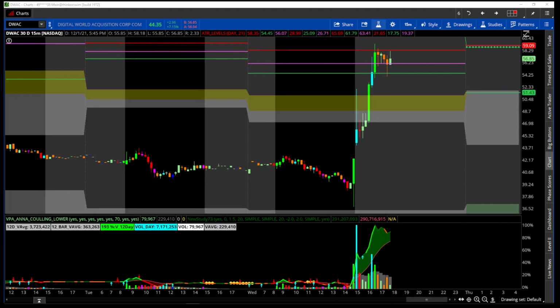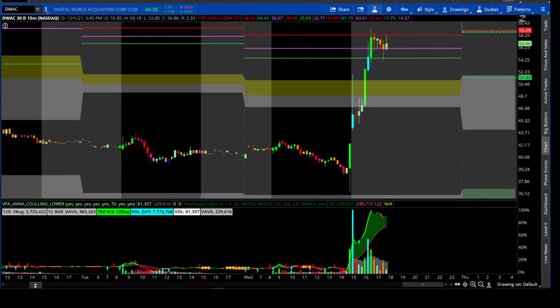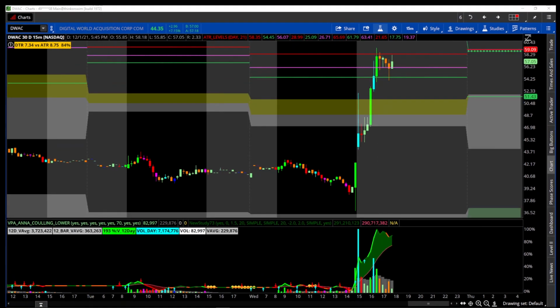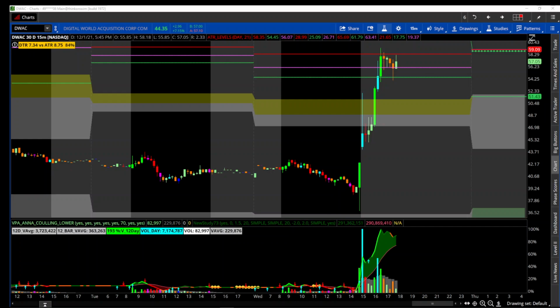And let me see if I can cut the labels on it. Kind of took longer than I wanted to, but I saw the one that Ripster had, and I just made a couple of modifications to it. And this is over the 21-day period. It has an average movement of $7.34, and that's basically what it does.